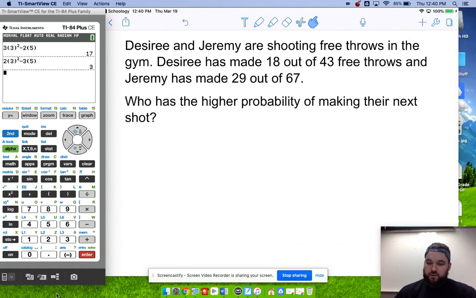All right, so Desiree and Jeremy are shooting free throws in the gym. Desiree has made 18 out of 43, and Jeremy has made 29 out of 67. Who has the higher probability of making their next shot? In order to figure this out, the only thing we can do is to use the experimental probabilities of each person's free throws thus far.